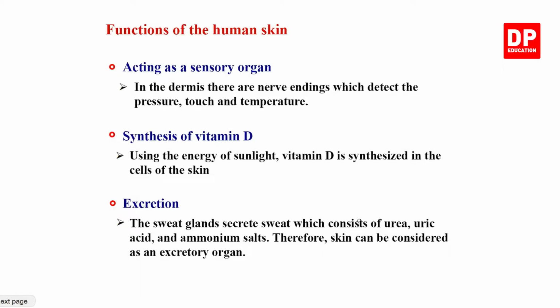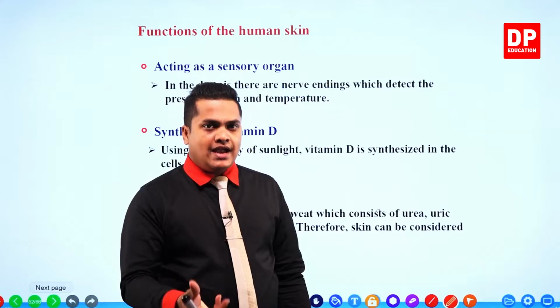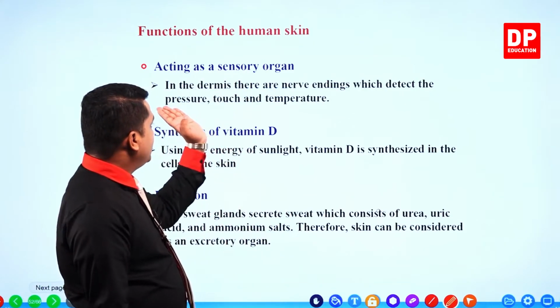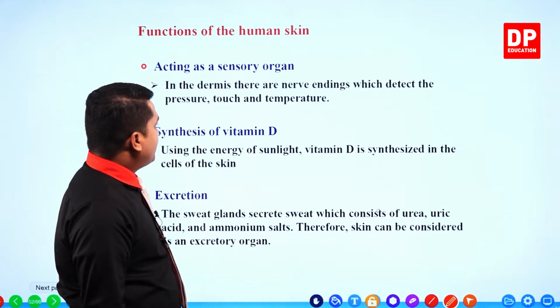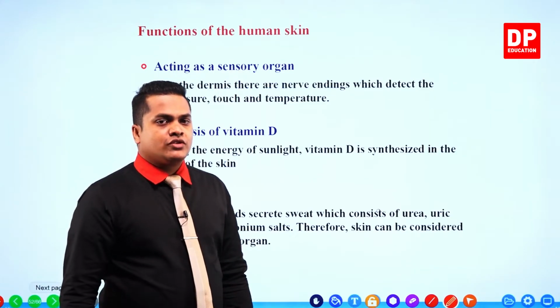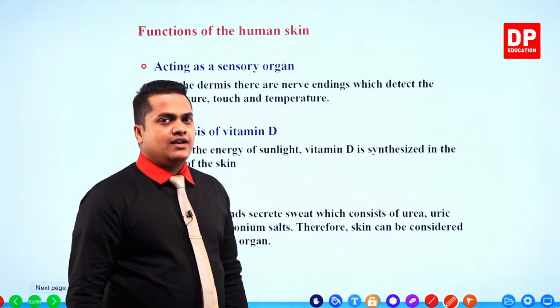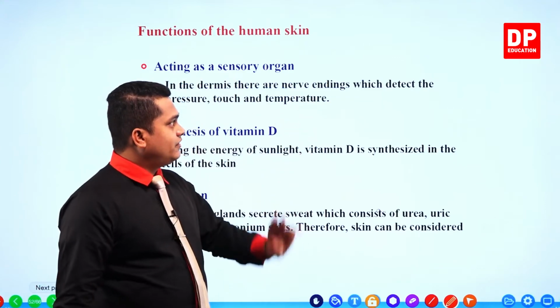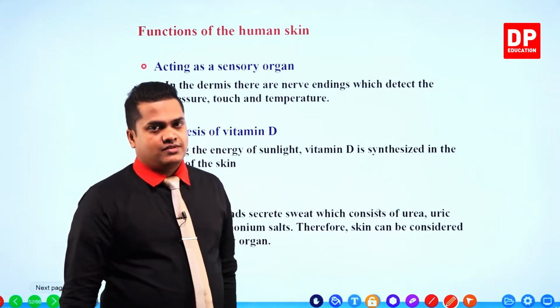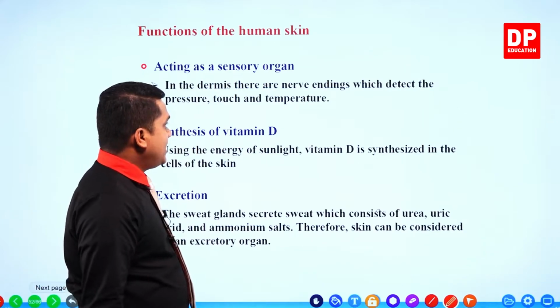Then let's see what are the other functions. Third one, acting as a sensory organ. You know that our skin can capture sensations like pressure, heat and touch. So here it is given that in the dermis there are nerve endings which detect the pressure, touch and temperature. So the nerve endings contained within the dermis can sense or detect these kinds of sensations, right? Pressure, heat and touch.